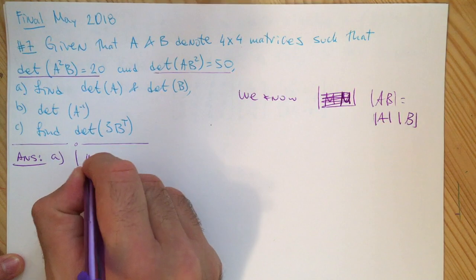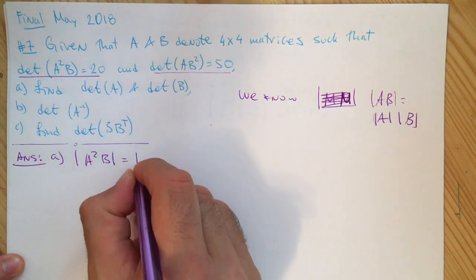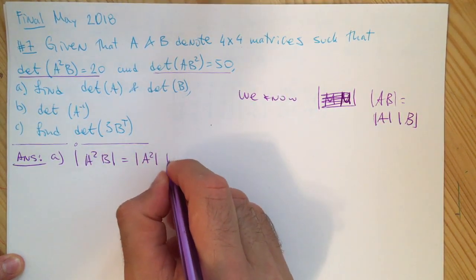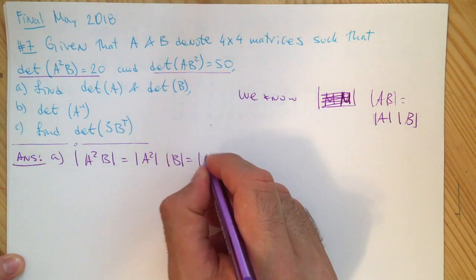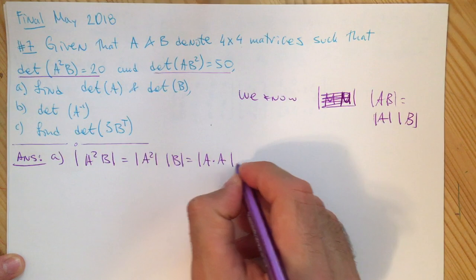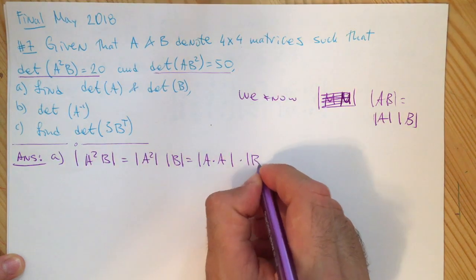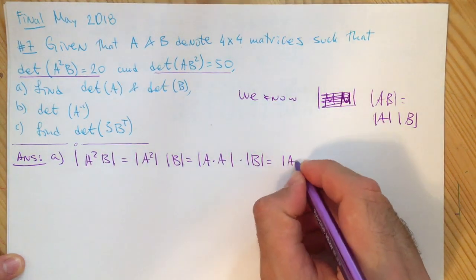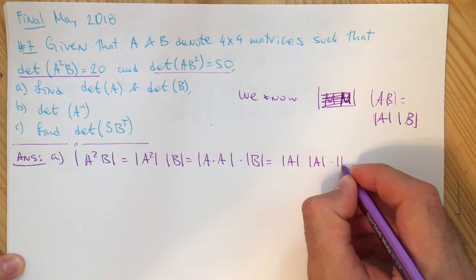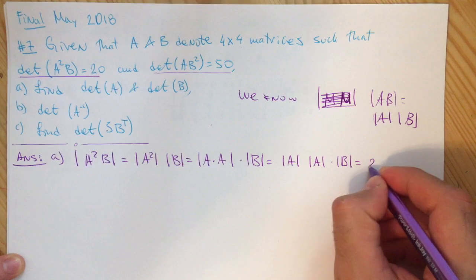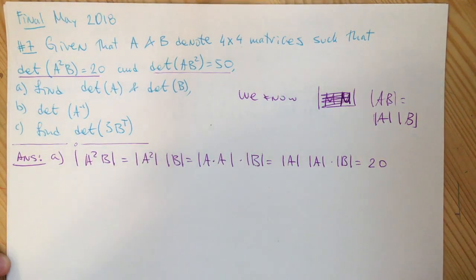So the determinant of A squared times B is equal to the determinant of A squared times the determinant of B. And the determinant of A squared is the determinant of A times A as a matrix, right, times the determinant of B, which is the determinant of A times the determinant of A, and that's some scalar, some constant, times the determinant of B, and that's given to be equal to 20.